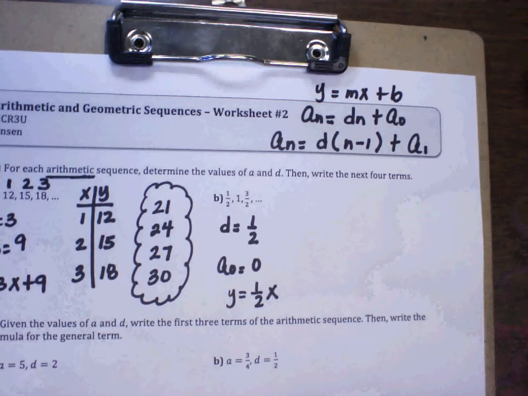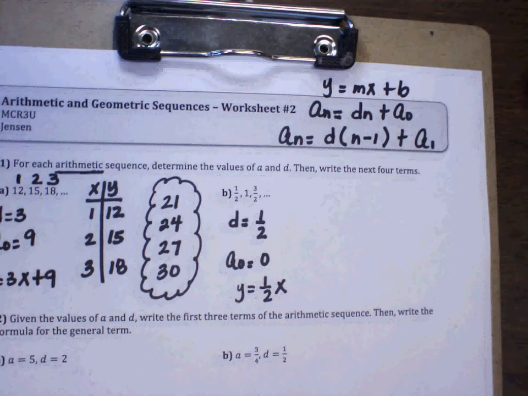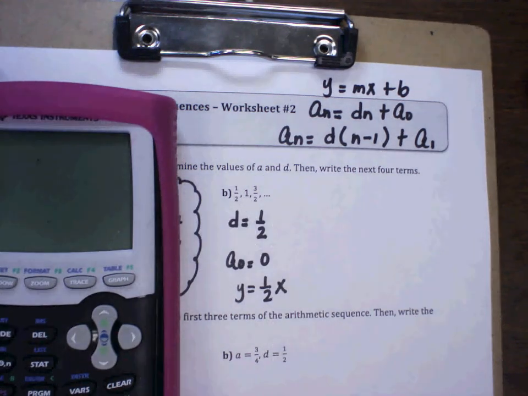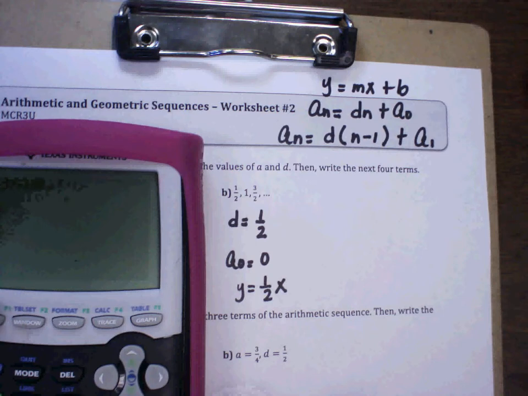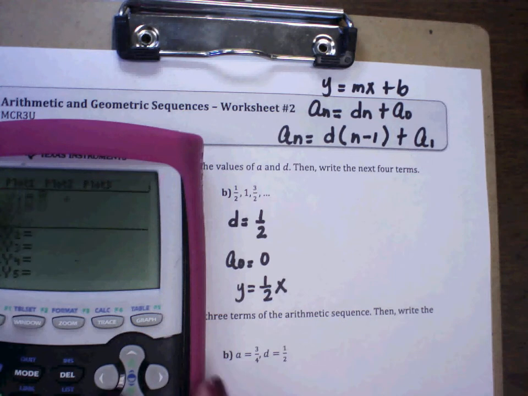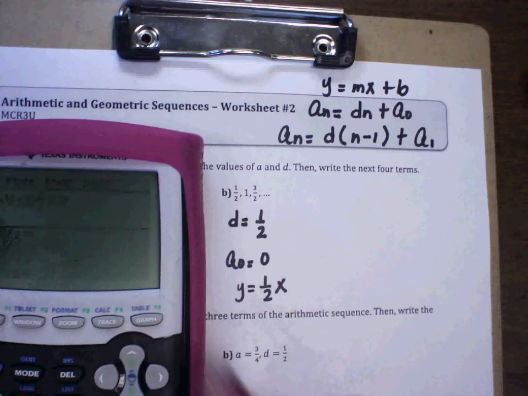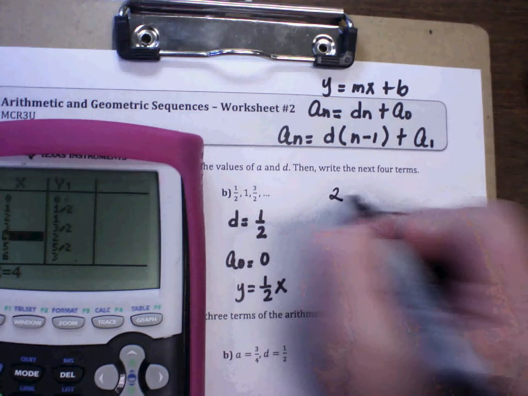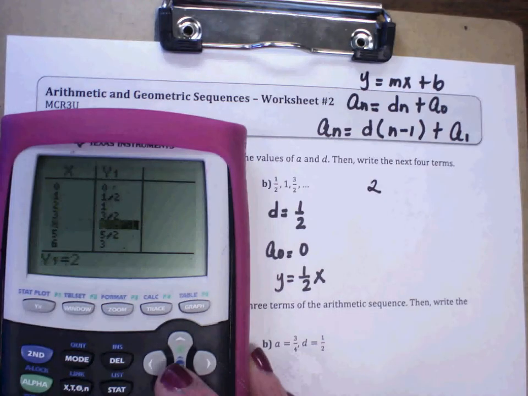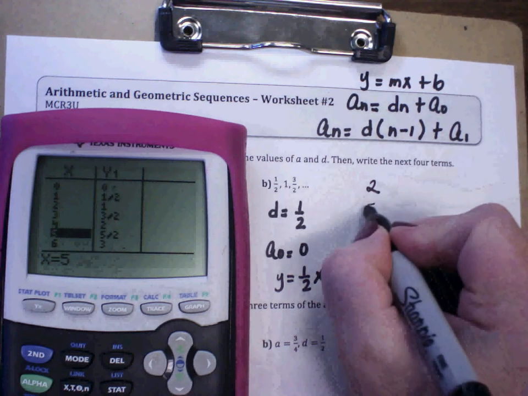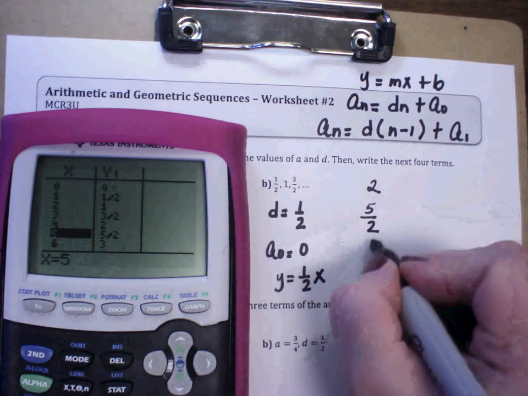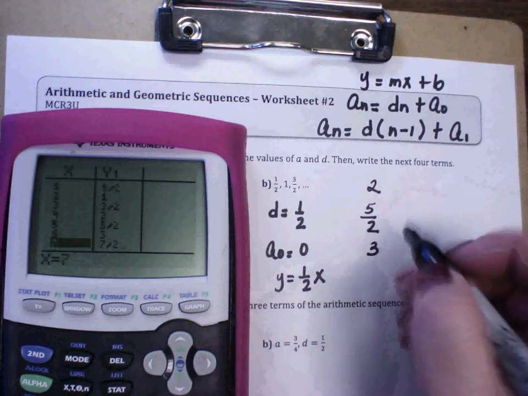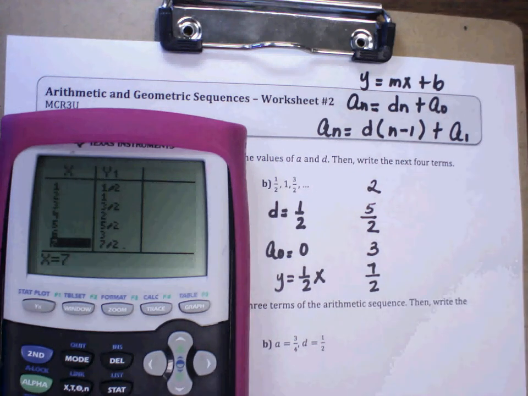All right, so what's my next term? 3 halves plus 1 half, right? Or you can just go straight to the y equals. I would just go straight to the y equals, I think there's less plugging in there. Okay, so I have 3 halves. The next one would be 2. See, look at where I'm looking. I'm looking at the table. Then it would be 5 halves. Then it would be 3. And then it would be 7 halves. Just keep adding 0.5, right? 50 cents. That's what you're adding.